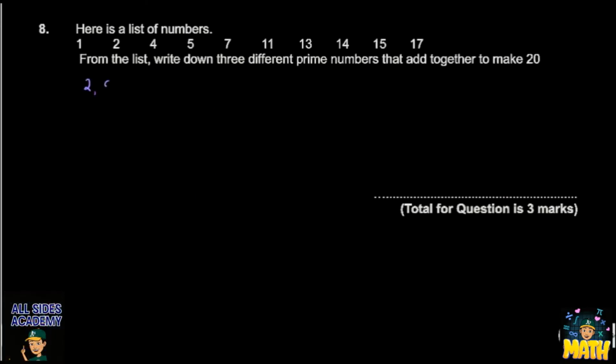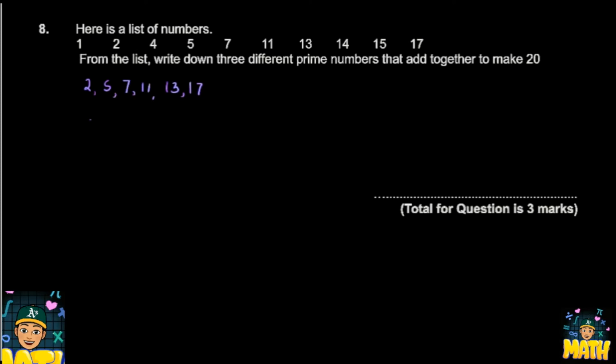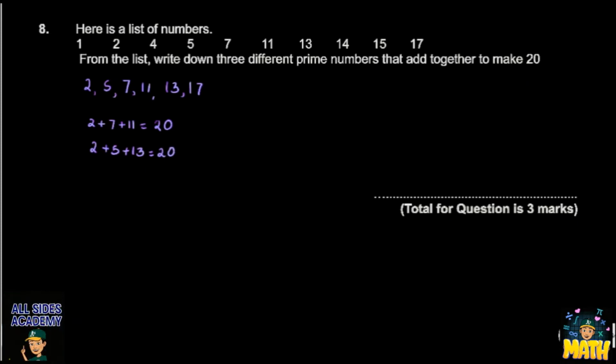So here's a list of numbers. We want 3 different prime numbers that when we add together, we will have a result of 20. So you have to list the prime numbers first. Remember, 2 is the smallest prime number, and it's actually the only even prime number. So we try and add those numbers to see the ones that give us 20. So 2, 7, and 11 give us 20. I want you to pause this video and check for another one. So we have another one, which is 2, 5, and 13.